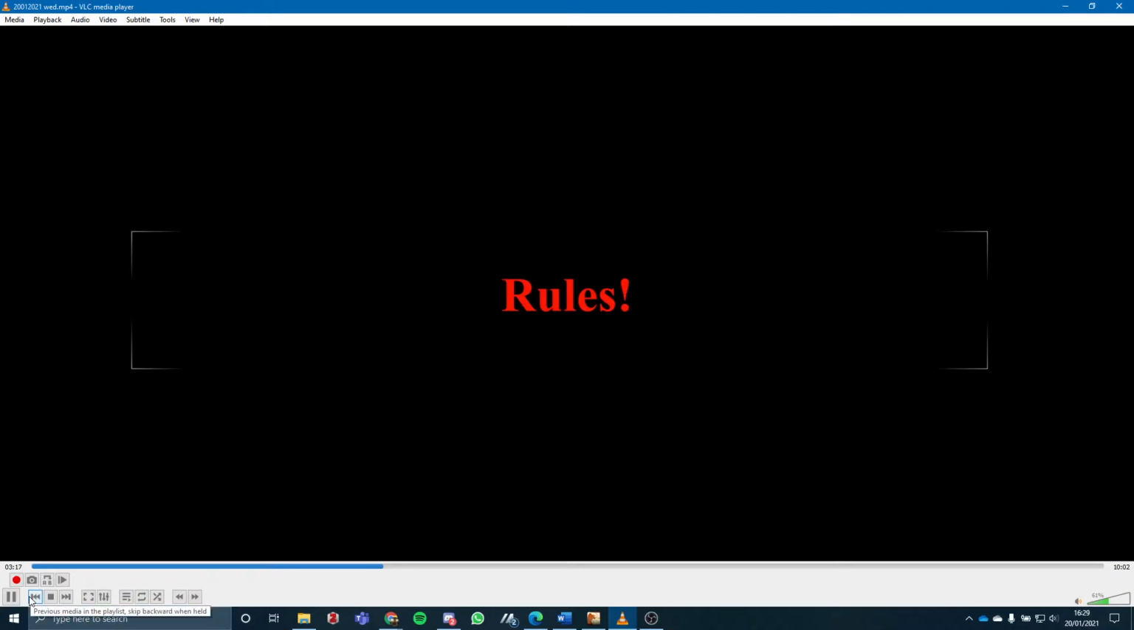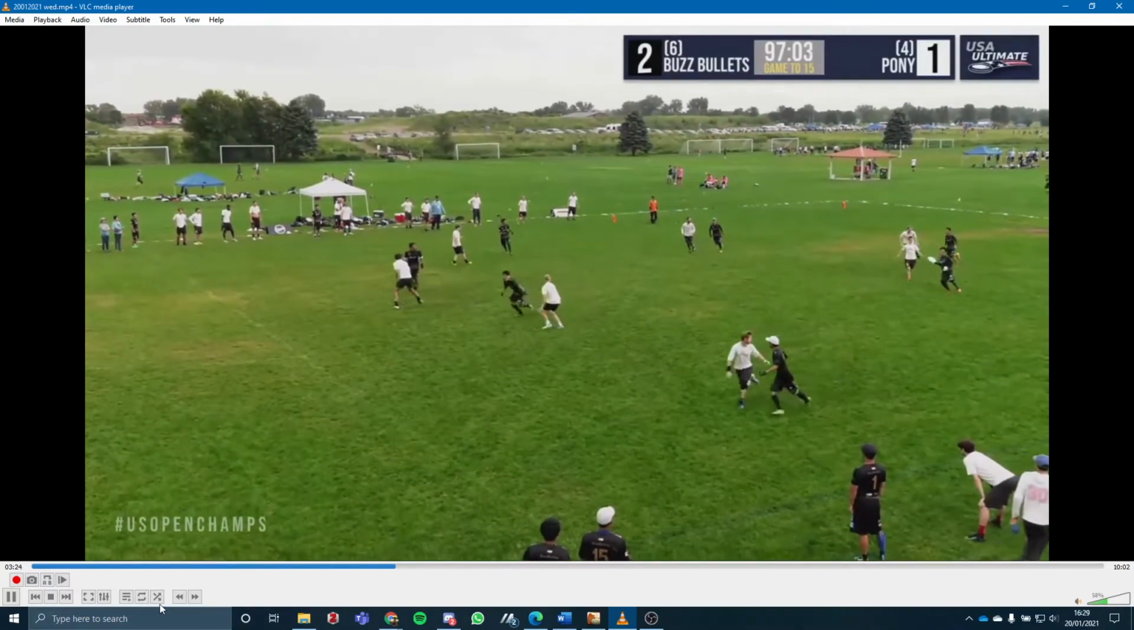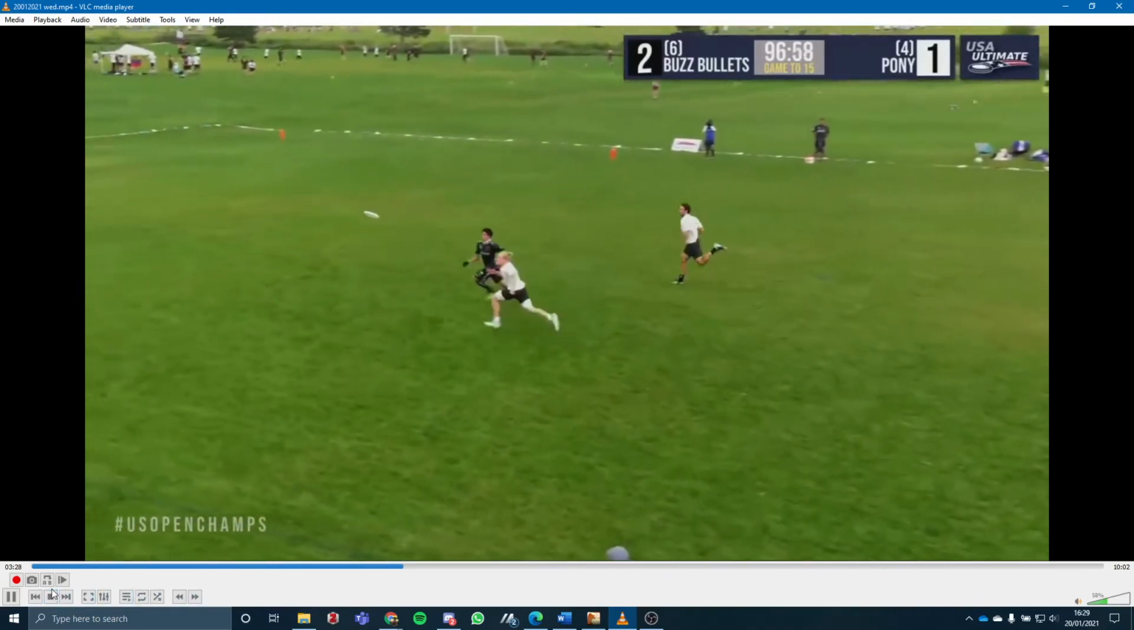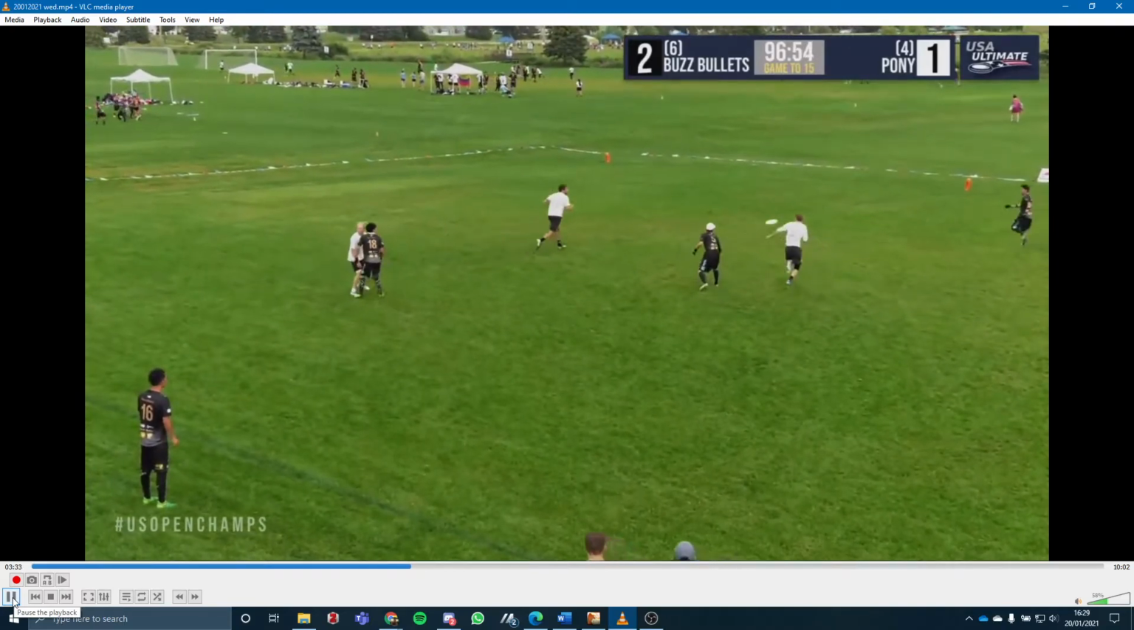So this first clip. Now a chance for Buzz Bullets to break. We'll see what the Pony O-line defense can do. And the Buzz Bullets D-line offense is a big huck downfield. Garvey is tracking it down. He will not get there. Instead, it's caught by number 18, Furuzawa. Furuzawa centers it.